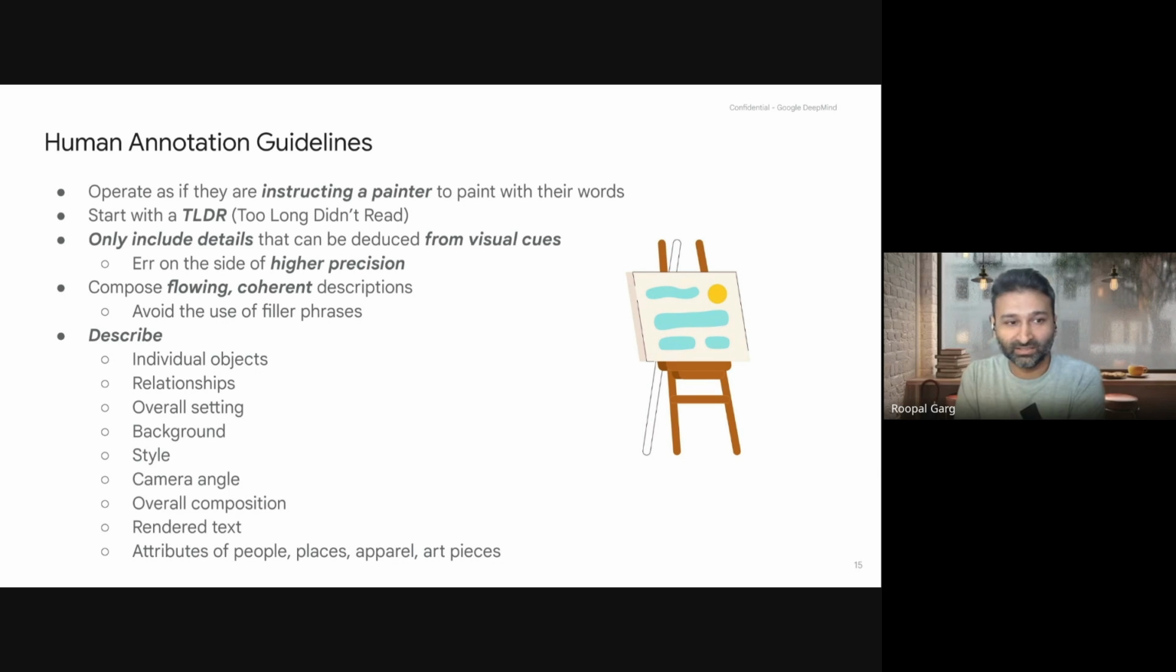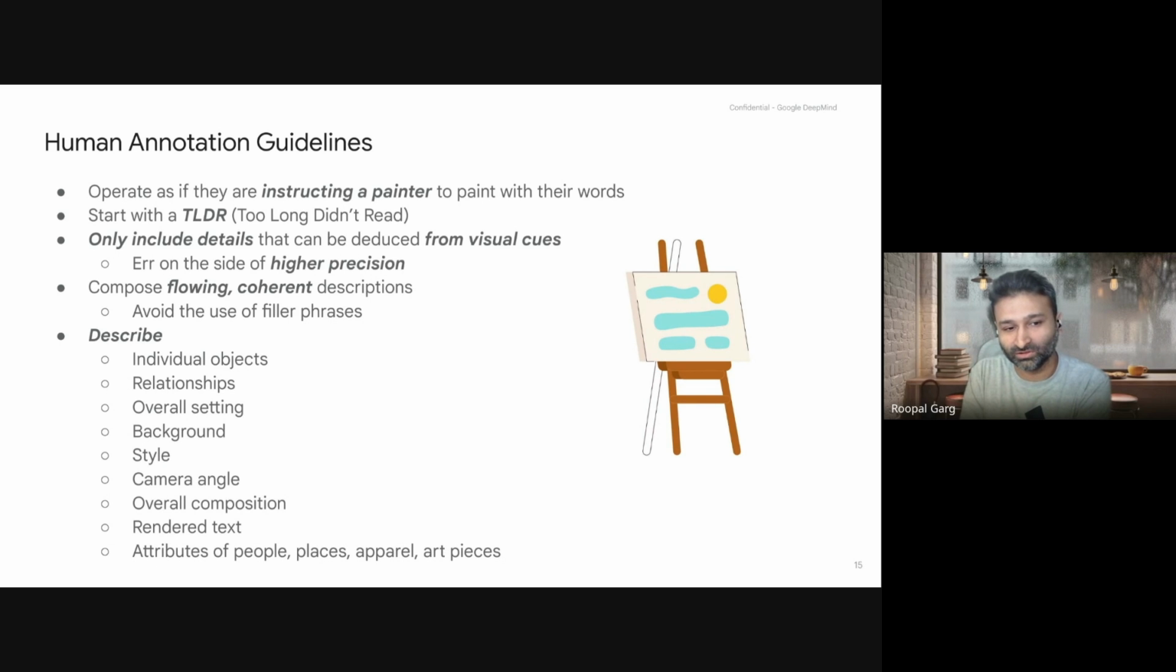We created this notion that you should err on the side of higher precision. Let's not try to hallucinate even in the human-authored description. Let's stay away from that. And let's only note the details which can be verified using visual clues. And it should be written in a fluent, coherent manner. Avoid the use of filler phrases like "in this image we see," because it adds no value, just adds fluff text to it, and that's not useful.